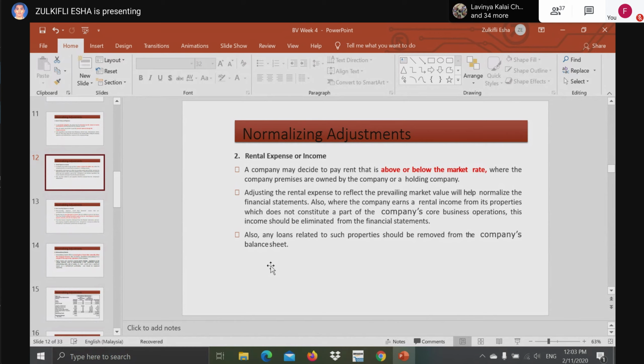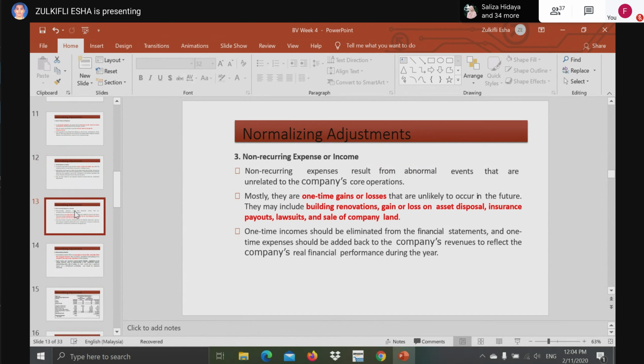Also, where the company earns rental income from its property which does not constitute a part of the company's core business operations, this income should be eliminated from the financial statement. So you may need to look at the situation, whether you have to add or reduce the amount. It depends on the case by case situation. When you are doing business valuation, you may come across different situations for different types of companies or different cases that you are handling.